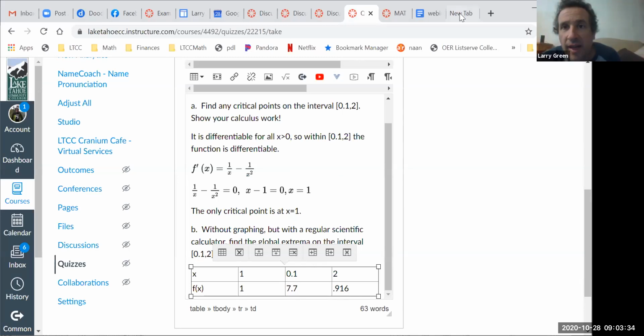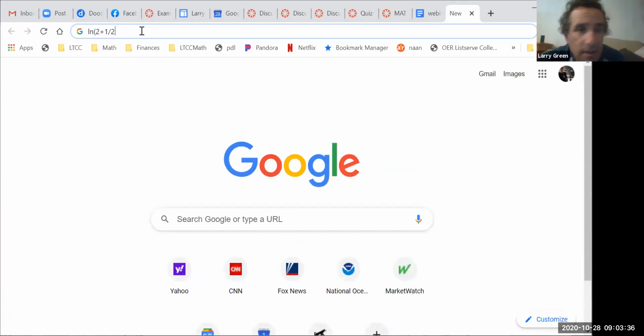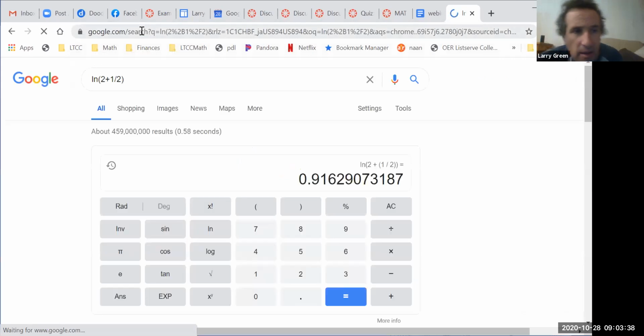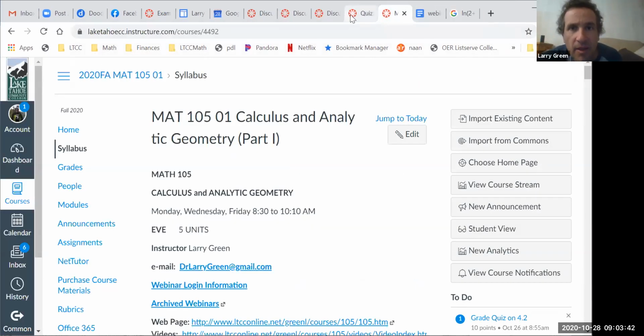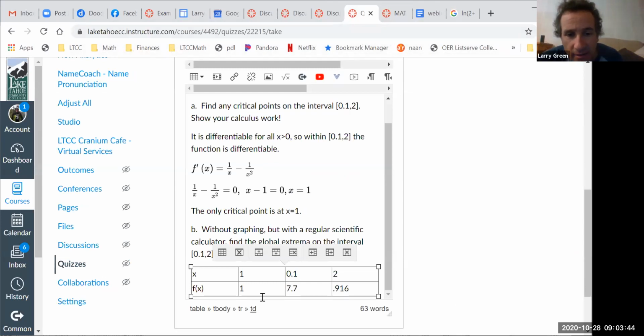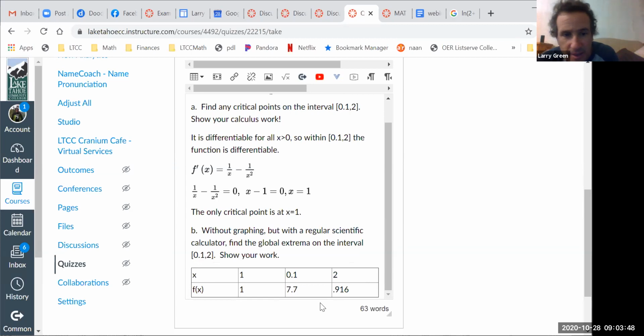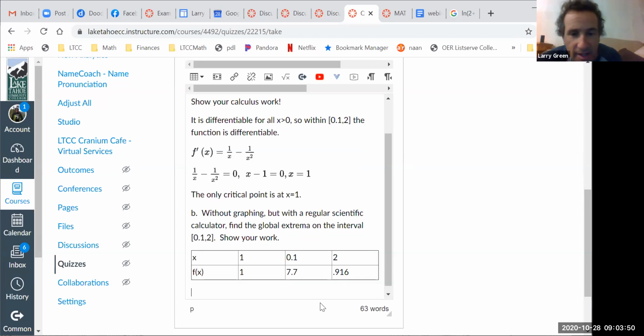Any questions on that? Let me double check if that worked. All right, so we now have our possibilities. And once we have our possibilities, now it's time to say, what is the maximum and what is the minimum?